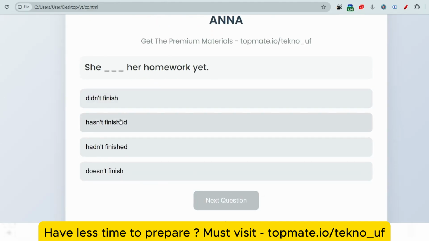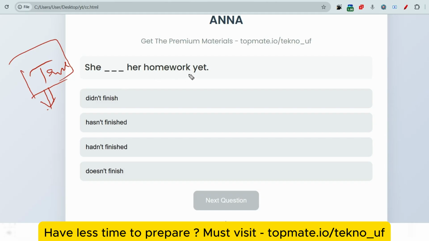She didn't finish, she hasn't finished, she had not finished, doesn't. So this is from tense. So please give the answer in the comment section. It seems very easy, but still people make mistakes. So that's why I want you to go through all of these questions.